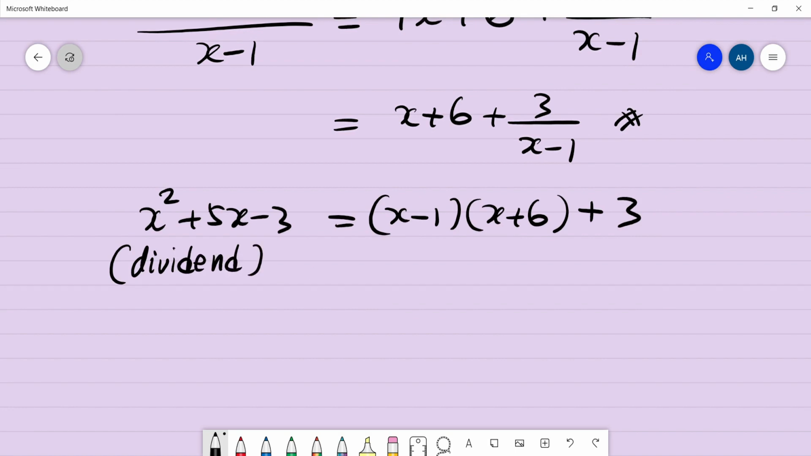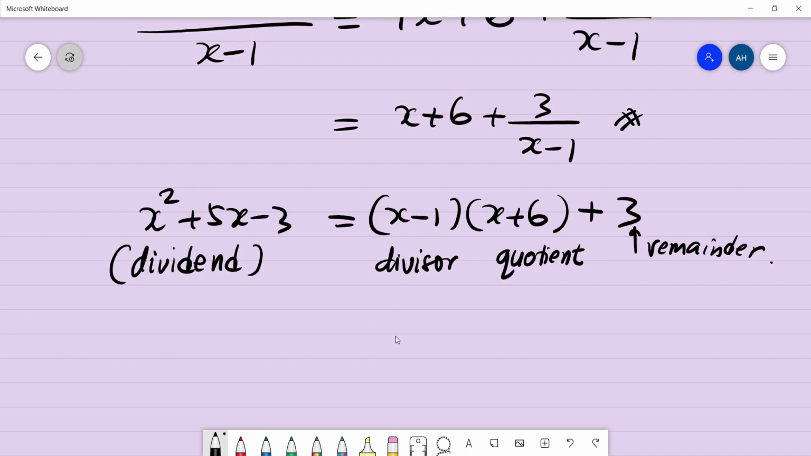Now this is x minus 1. X minus 1 is the divisor. This is the divisor. This is the quotient. And this number 3 here is the remainder. This is the remainder. Alright, I hope you understand and can follow the explanation for example number 1.